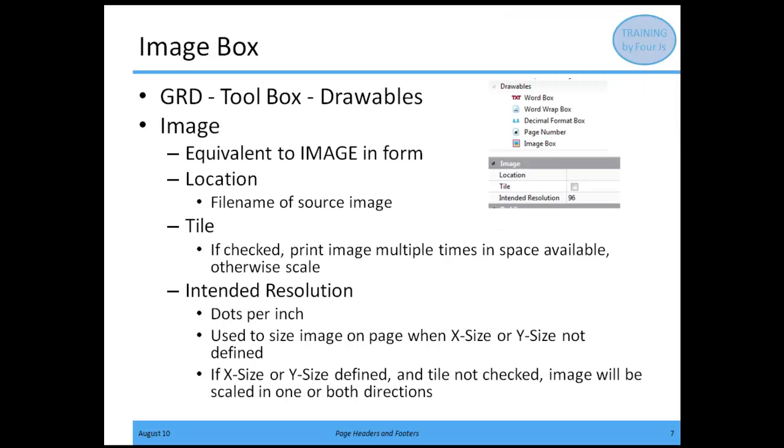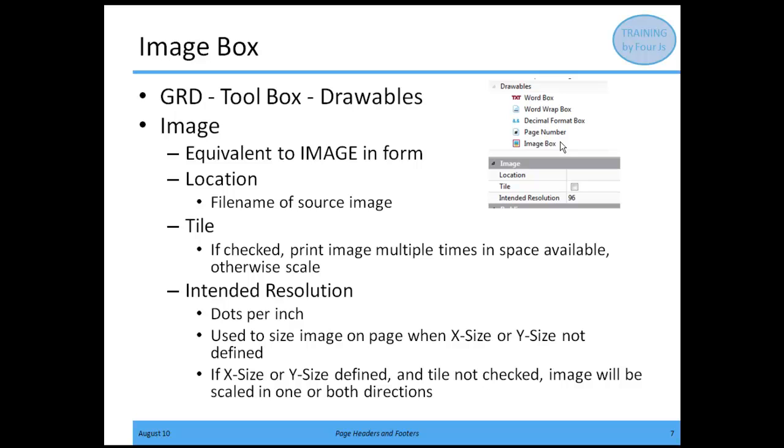The other drawable I want to talk about was the image box drawable. So inside of that same toolbox, under the drawable section, we have an image box. And it's equivalent to the image in a form. But when I place that image box on the page, the things that I want to specify are the location, what's the file name of the source image, and you can navigate the directory folder to identify that.